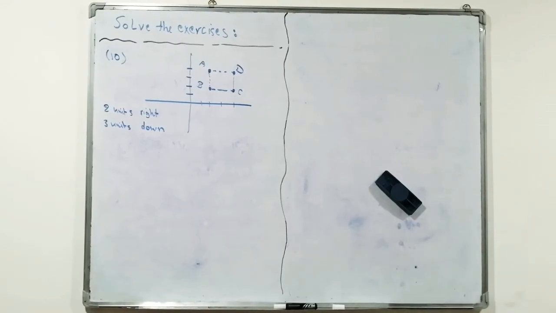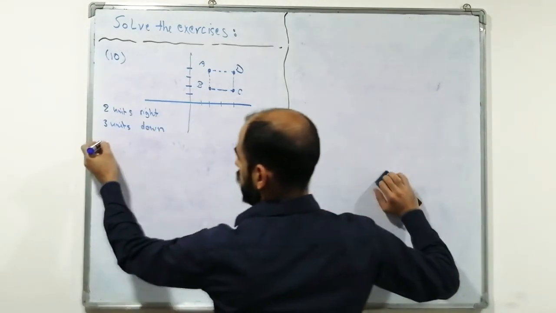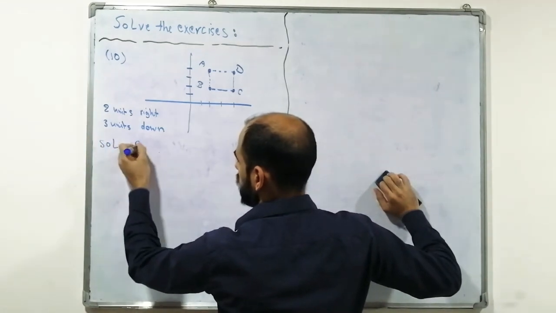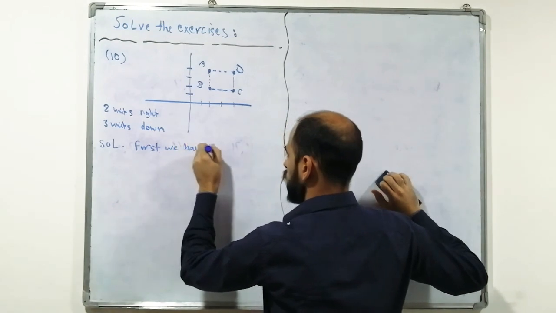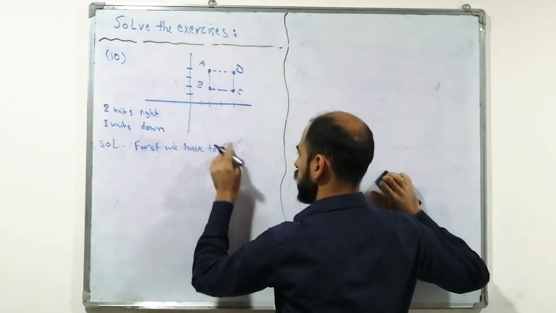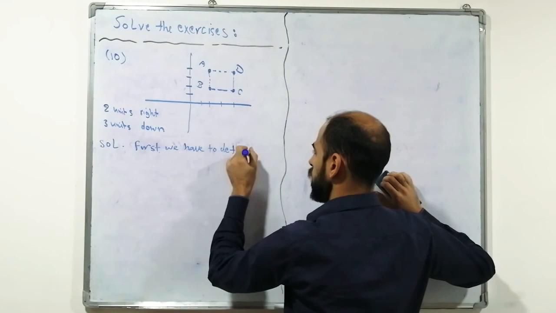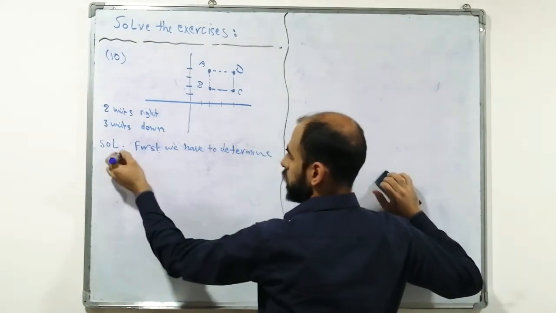Now in question number 10 we have to copy the rectangle ABCD, then determine the ordered pairs, and find the image of its translation 2 units to the right and 3 units down. So here first, the solution. First we have to determine the ordered pairs.